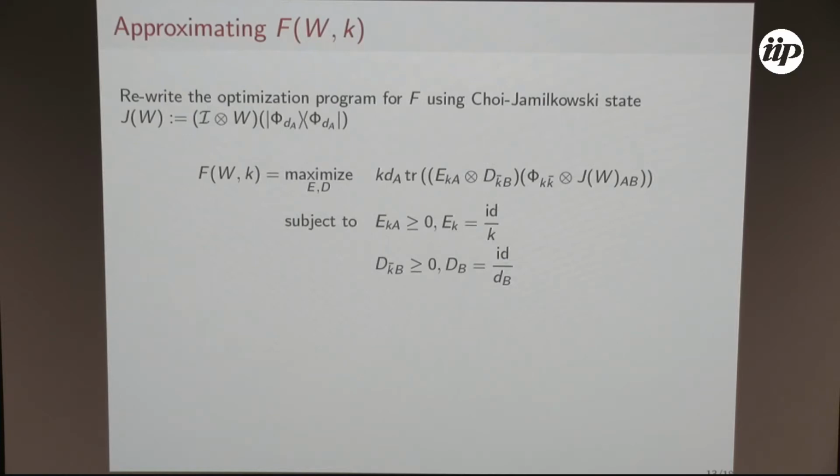What I'm optimizing now is the trace of the product of two operators. This operator is a fixed operator: this is the Choi state of the channel, and this is the maximally entangled state. So this is constant. But what I'm optimizing over is these two things, E and D. You see that E acts on KA and D on K bar B, and here it's on K K bar and AB. So it doesn't simplify.